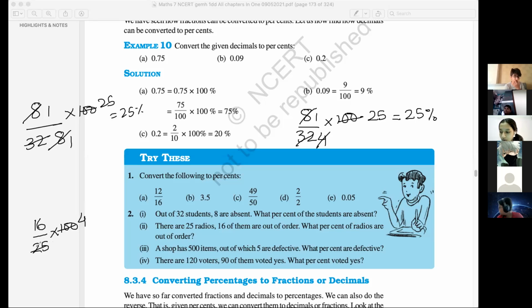84%. Correct? Ma'am, 84%. 16 into 4 is 64. Sorry, 16 fours are 64%.